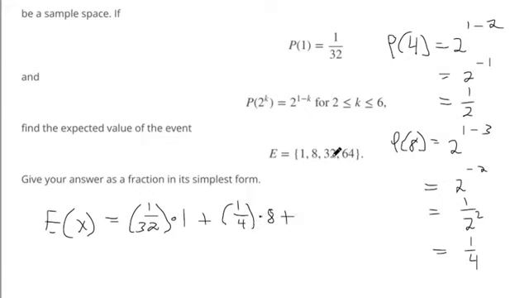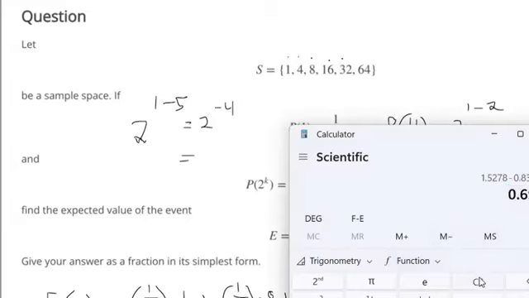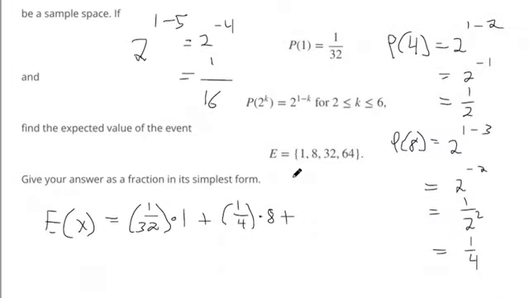And then for 32, I haven't done that one yet. What number is that? That's 1, 2, 3, 4, that's the fifth number. So we're plugging in 5 for k. So that's 2 to the negative fourth power. So 1, 2, 3, 4. That's 1/16, right? Because that's 1 over 2 to the fourth. So we got 1/16 times 32.